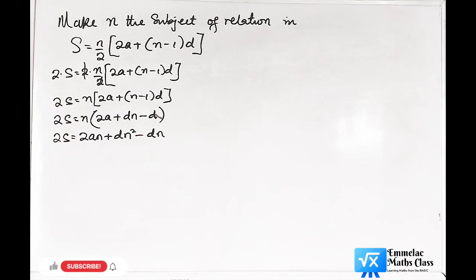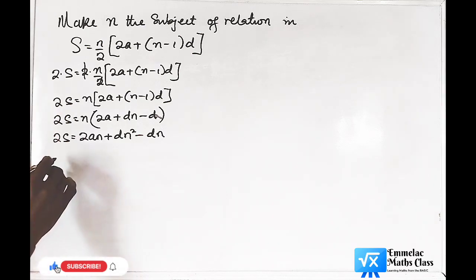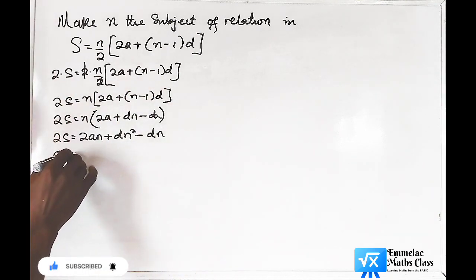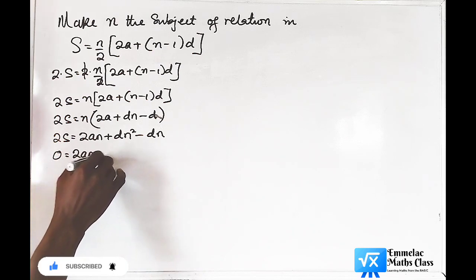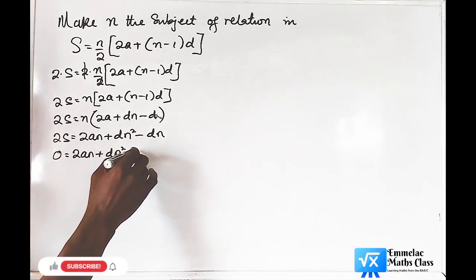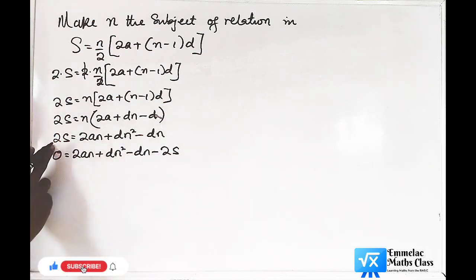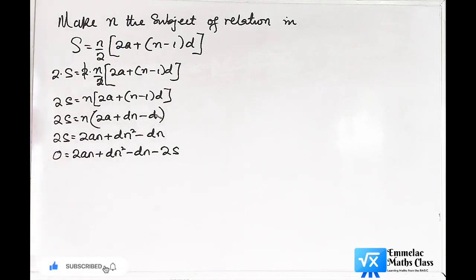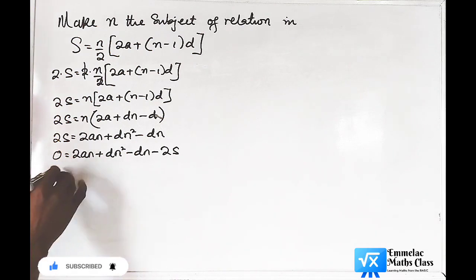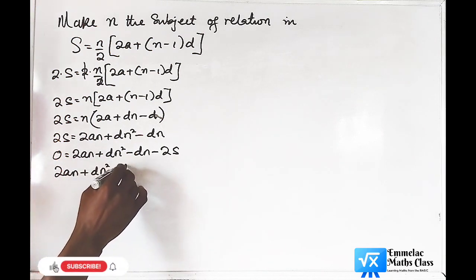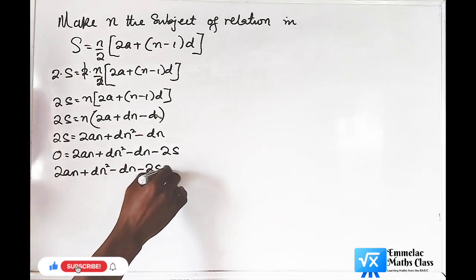Alright, so let us take 2S to the right hand side of the equation. Here we have 0 equals 2an plus dn squared minus dn minus 2S, because as 2S comes to the right hand side, it becomes what? Negative. Alright, let us now rearrange. By rearranging, we can see this is 2an plus dn raised to power 2 minus dn minus 2S equals what?